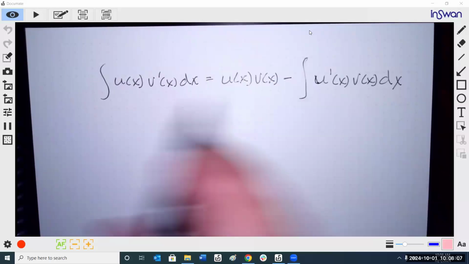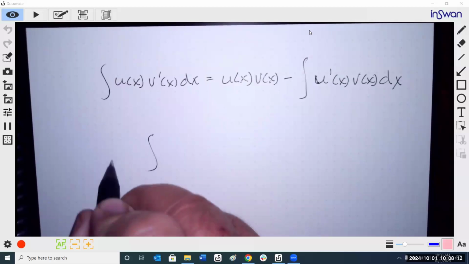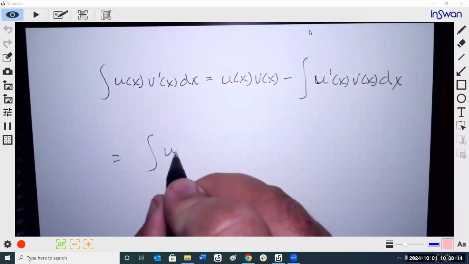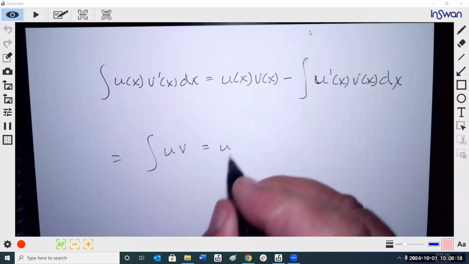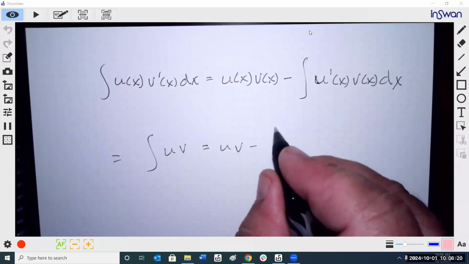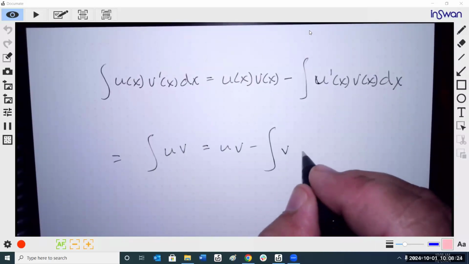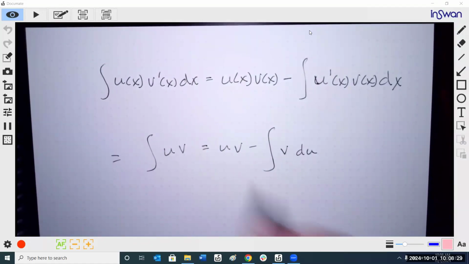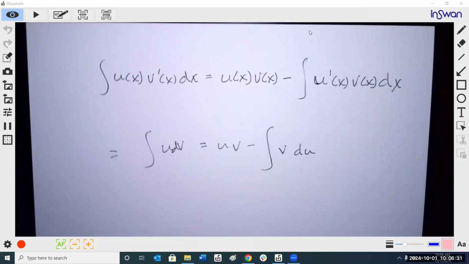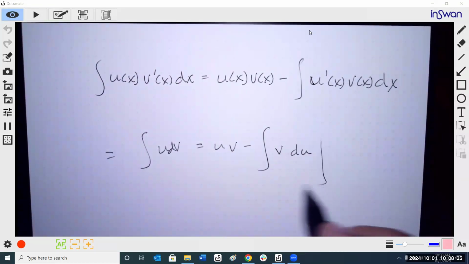All right, so since we know these are all values of x, we can make it look smaller. So it's uv. The integral of u dv equals uv minus the integral of v du. Now this is dv, this is the derivative. All right, so this is the formula we'll be using.